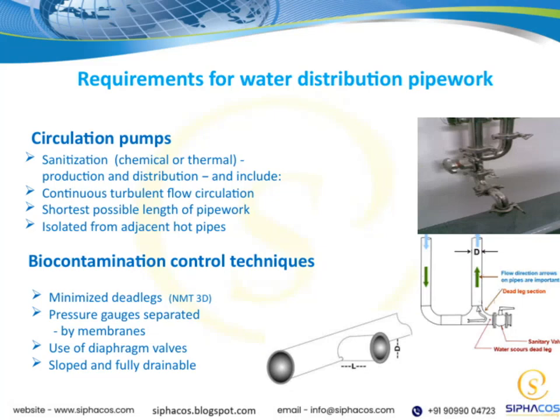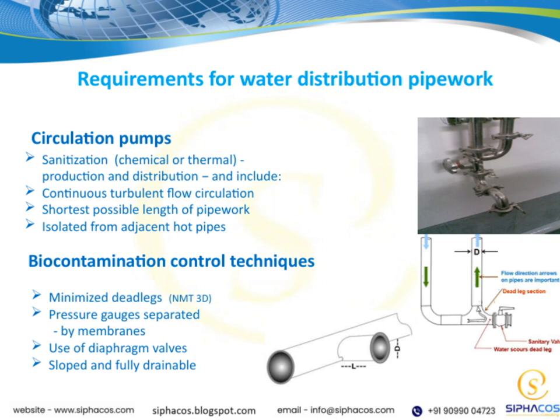Let's start with the concept of minimized deadlegs, which is crucial in maintaining water quality. Using NMT3D systems helps reduce these stagnant areas where bacteria can thrive. Moving on, it's important to have pressure gauges separated by membranes, ensuring accurate readings without interference. Diaphragm valves are also key here because they provide reliable control and prevent contamination. The system is designed to be sloped and fully drainable, making cleaning and sanitization much easier and more effective.